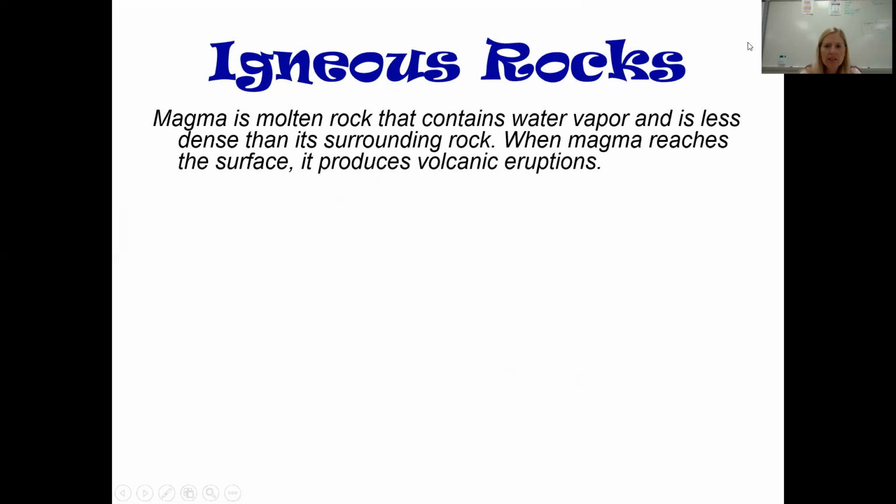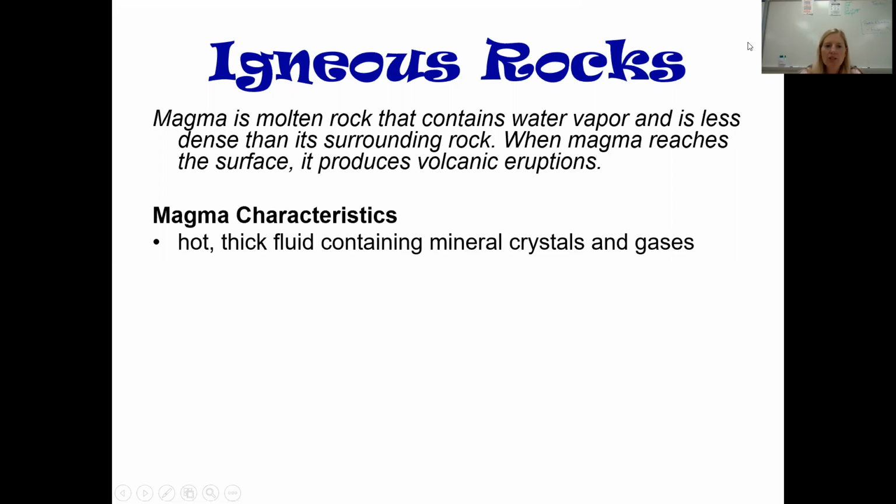So igneous rocks are going to come from magma. Magma is molten rock or melted rock. And in that melted rock, there's also water vapor, and it's less dense than the surrounding rock, which allows it to reach the surface. And then we have volcanoes, which we'll talk about in another unit.